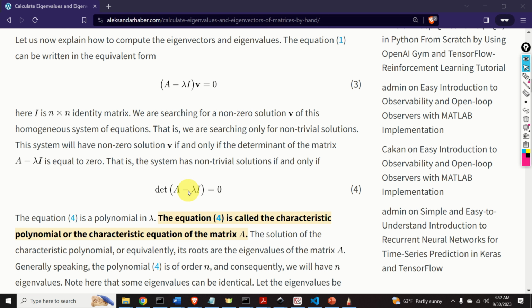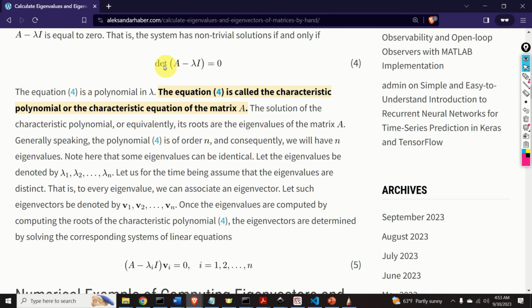This equation is actually a polynomial in lambda. It is called the characteristic polynomial or the characteristic equation of the matrix A. The solutions of the characteristic polynomial, or equivalently its roots, are the eigenvalues of the matrix A. Generally speaking, this polynomial is of order n, and consequently we will have n eigenvalues. Note here that some eigenvalues can be identical.